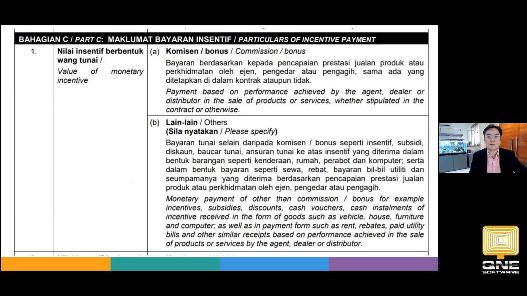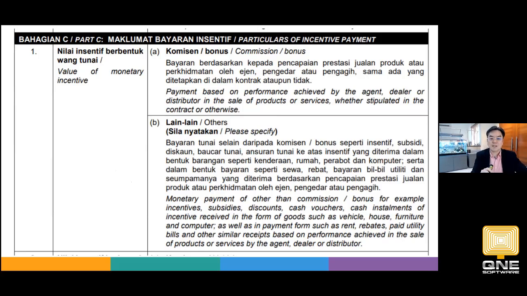All right, let's look at the next one. This is some of the extract, part C of CP58. You can see some of the write-up and what is included. You see 1A, these are what is included: payment based on performance achieved. So performance related, this we need to include. Sales performance related.